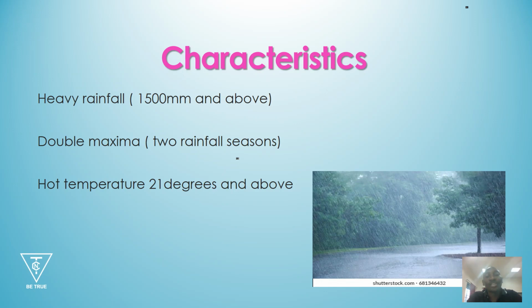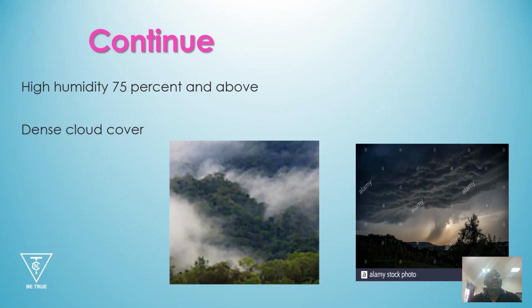Then the equatorial region, being near the sun, as we said at the beginning, experiences more sun rays since it is in the middle of the globe. So that side is nearer to the sun. So it experiences hot temperature, which is around 21 degrees and above. We'll continue and look at the humidity. Its humidity is around 75% and above.